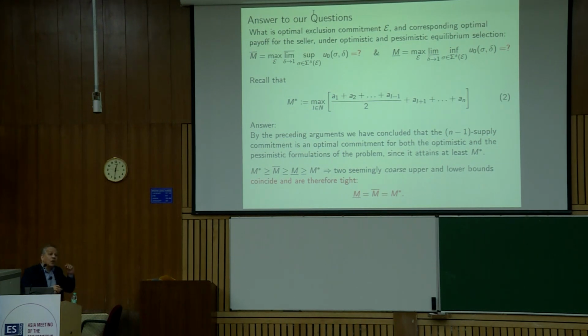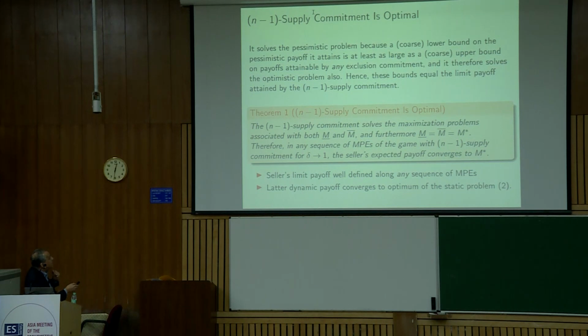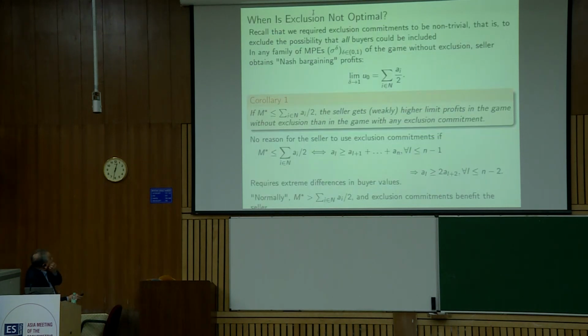We have a coarse upper bound and a coarse lower bound, and they coincide, and therefore they are tight. Okay, so we actually have a convergence of these upper and lower bounds, and so what we know is that the n-1 supply commitment actually solves these problems. And if we look at any sequence of MPEs of the game with an n-1 supply commitment, the seller's expected payoff converges to m star. So the seller's dynamic payoff converges to this optimal payoff in the static problem, where there was this simple formula where you chose the max with respect to L, and that is actually the payoff that emerges from the dynamic problem.